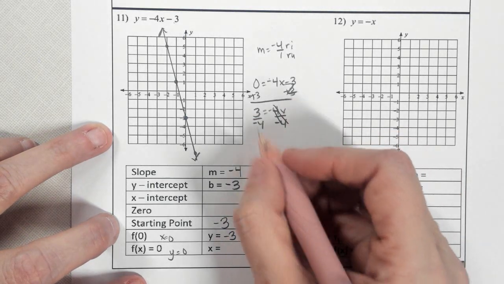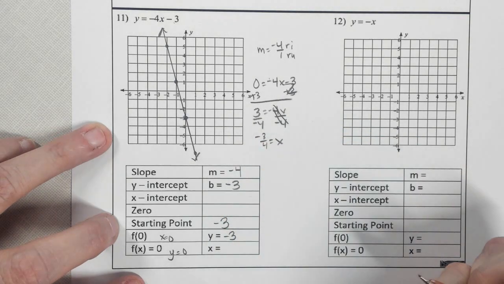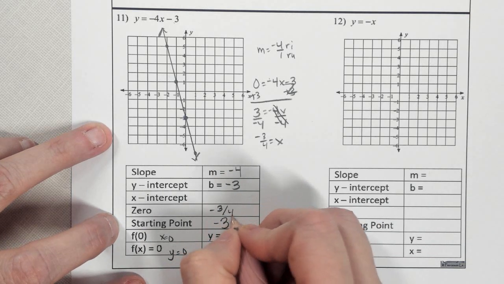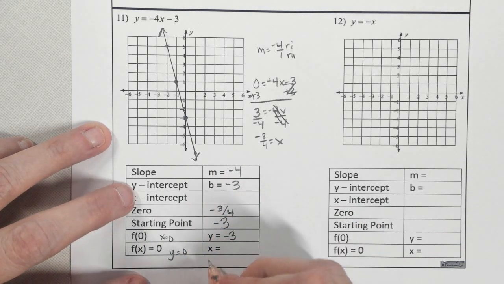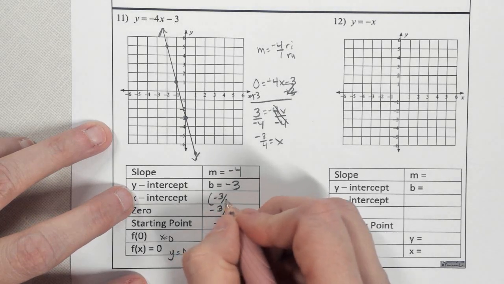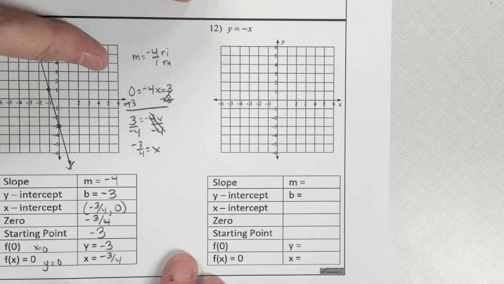Well, 3 over -4, I don't like that. So I'm going to write -3/4 equals x. So that means my zero is -3/4. When y is 0, x is -3/4. And my zero is at -3/4, comma 0. All right, now this last one, y equals -x.